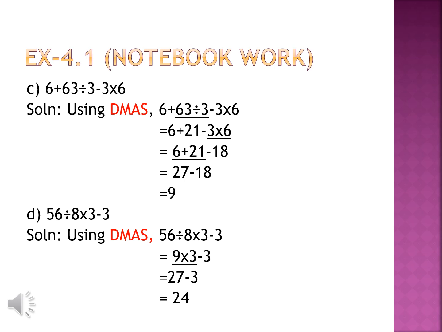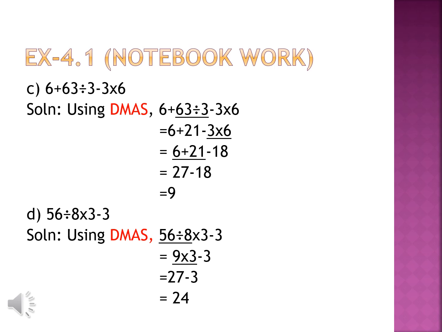Now next is D part. 56 divided by 8 multiply 3 minus 3. So we have 3 operations in the question: division, multiplication and subtraction. So using DMAS rule, division first of all. So underline 56 divided by 8. Divide in the rough side and write down the answer below that. So the answer is 7 and the rest of the question as it is: multiply 3 minus 3.